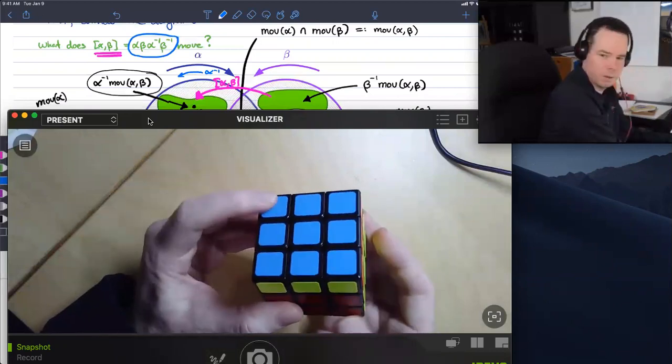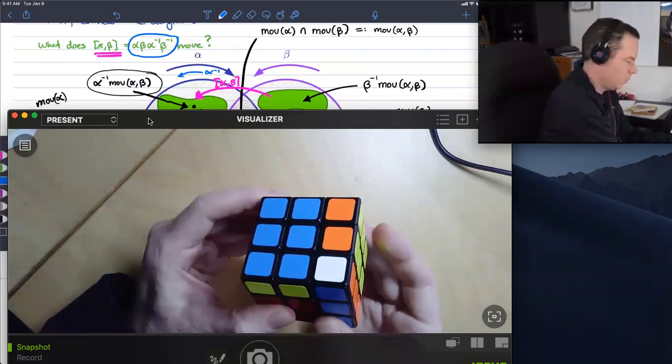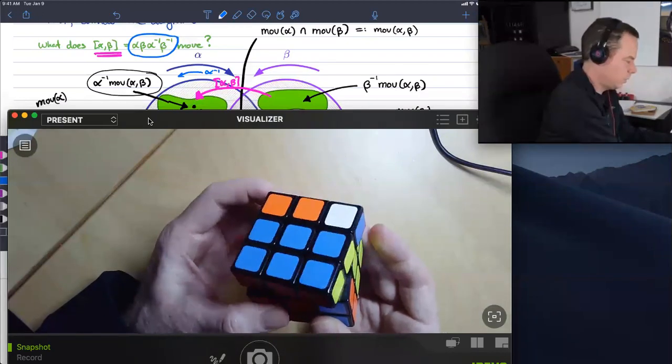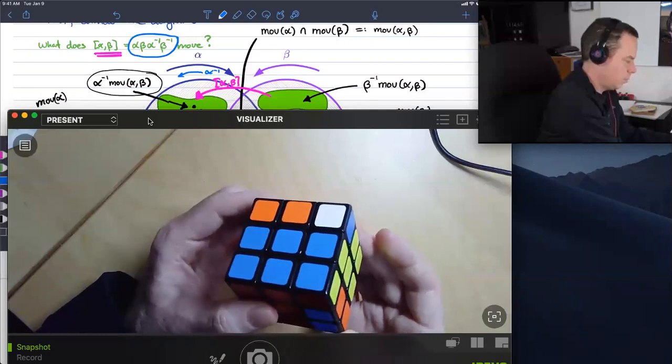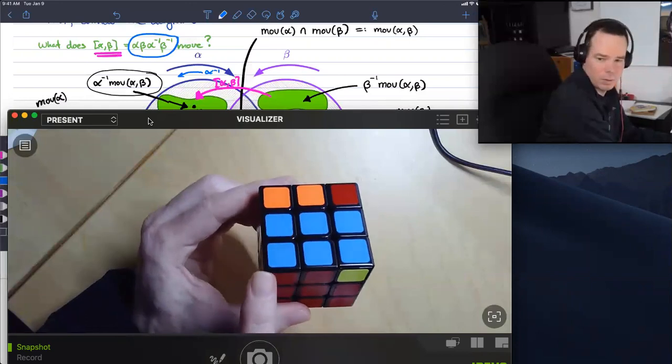This corner, when I do the alpha move, it's now up here. So hold my finger on it. And then I do the beta move. And then I do the alpha inverse move. And then I do the beta inverse move. And so it just returned back to where it started from.